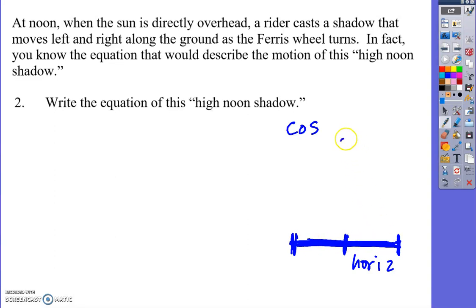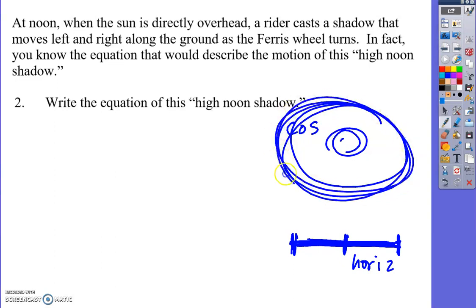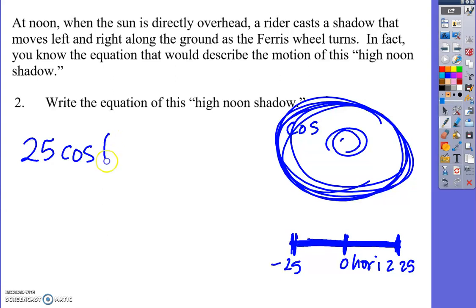This is cosine, because we're talking about horizontal movement. And the shadow's on the ground, so it hasn't been moved up at all. It doesn't matter how high above this I am. My Ferris wheel is up here doing its circles. That's not going to affect what's happening. So it starts at 25, this is negative 25, and this is 0. So that's what our shadow is doing. So we have the 25, the radius, cosine of, and still 18t.